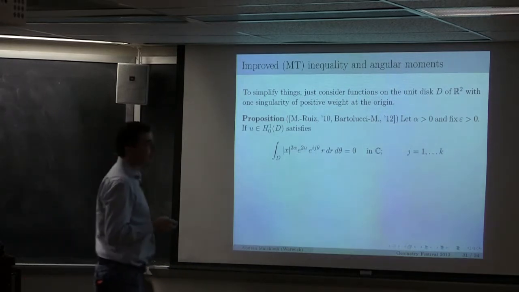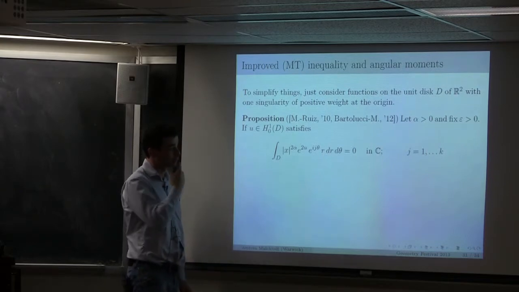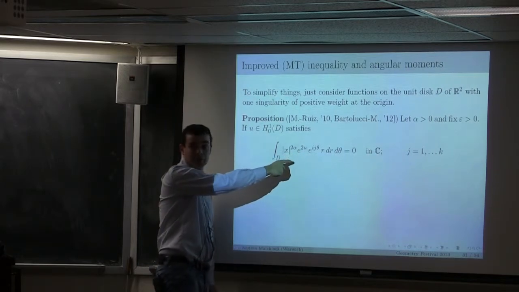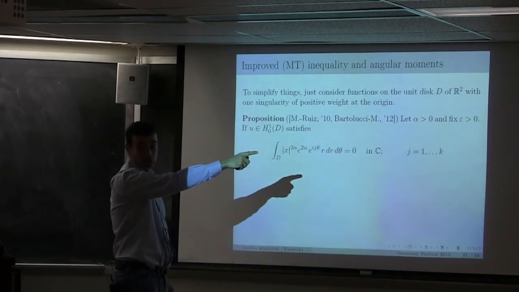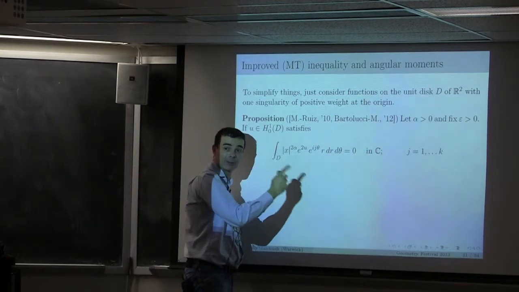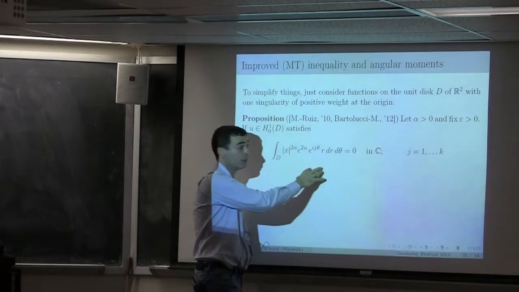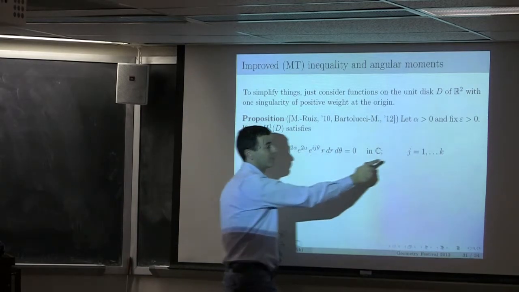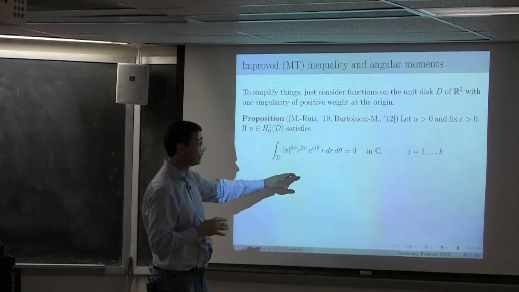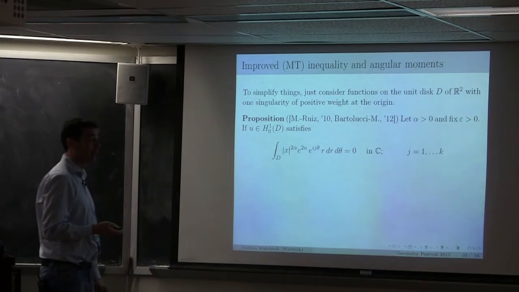Suppose the conformal volume satisfies this vanishing moment condition. So you look at the conformal volume times |x|^{2α}, which plays the role of h of x. And you assume that if you multiply it by, say, some Fourier mode, this product is vanishing in C for j running from 1 to k. So the center of mass condition would be just j equal to 1. So suppose you're given these extra conditions.